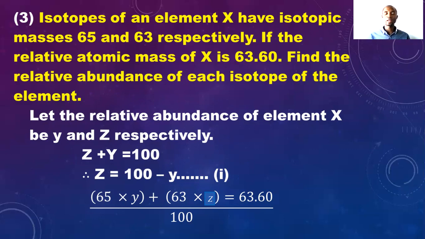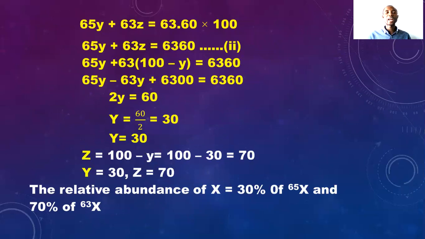All of them divided by 100. So 65 times Y plus 63 times Z all over 100 equal to 63.60, according to the question given to you. The next step now is to open this particular bracket by cross multiplying 100 times 63.60.